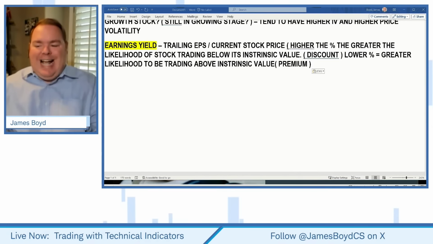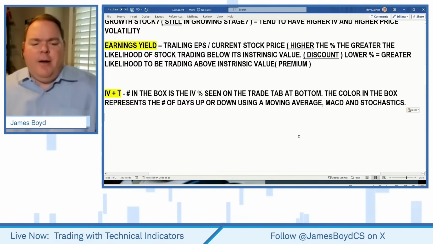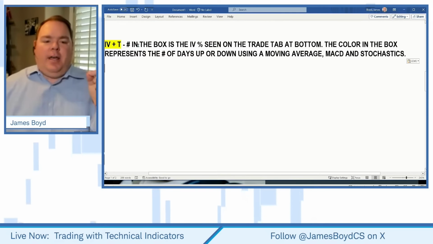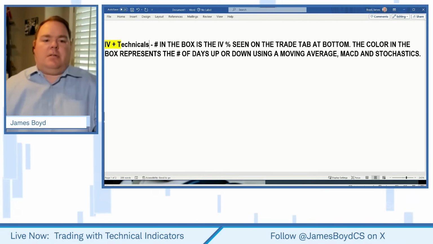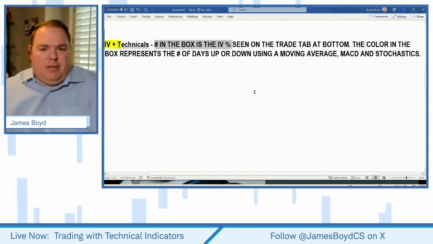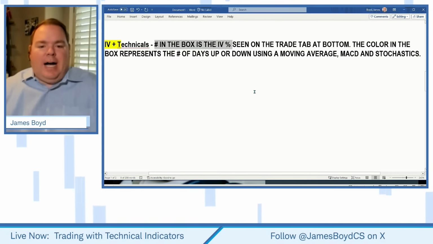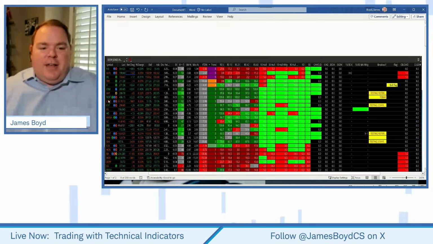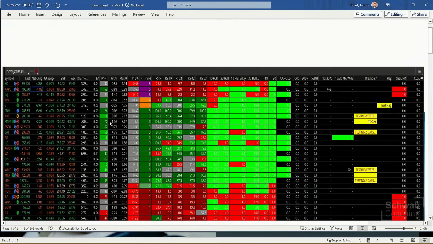Now, where this starts to turn more technical is when we, and by the way, there's going to be examples laced in here. One of the columns is called IV plus T, and really the T stands for technicals. So the number in the box is the IV percent. So if I scroll back up and say, okay, IV, what is this telling me? Well, I'm going to pull up one, and this was taken this morning. Microsoft. It has a number of 70. That's as of this morning where I'm pointing to.